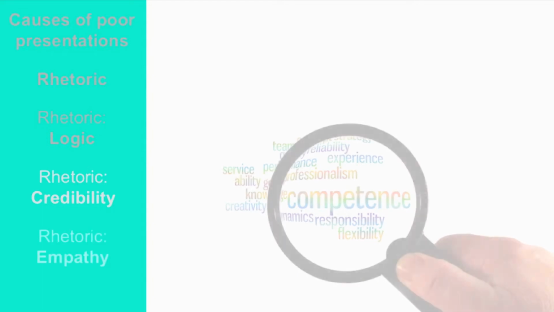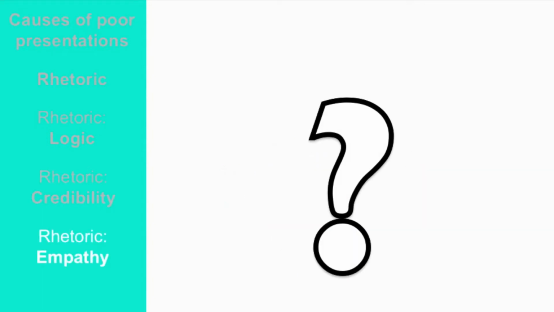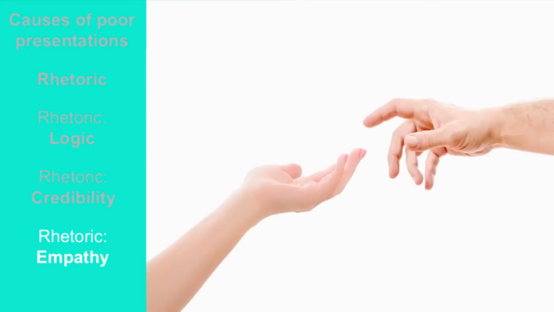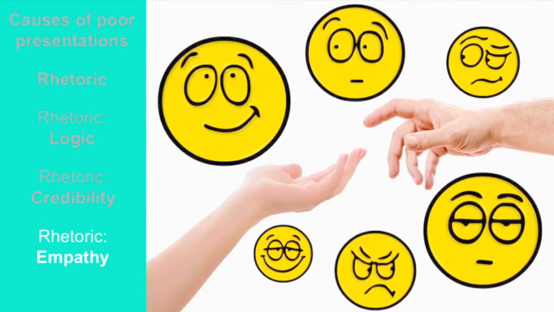The final aspect of rhetoric is empathy. This is a concept that we learn almost nothing about at university, but is arguably the most difficult aspect of rhetoric to apply. Empathy is about establishing a personal connection with your audience. How can you make your examiners feel a personal, emotional connection to the information that you're going to provide them with?